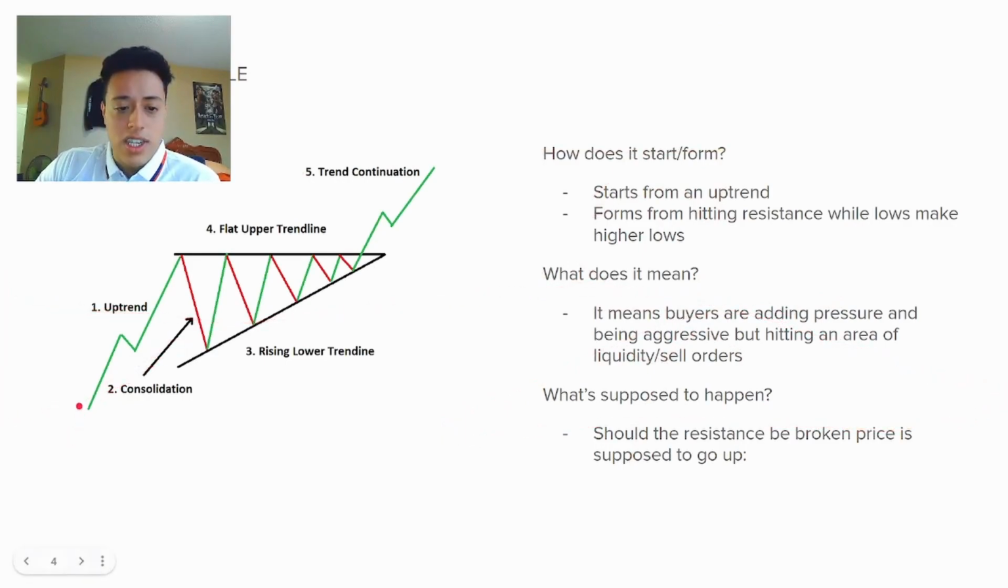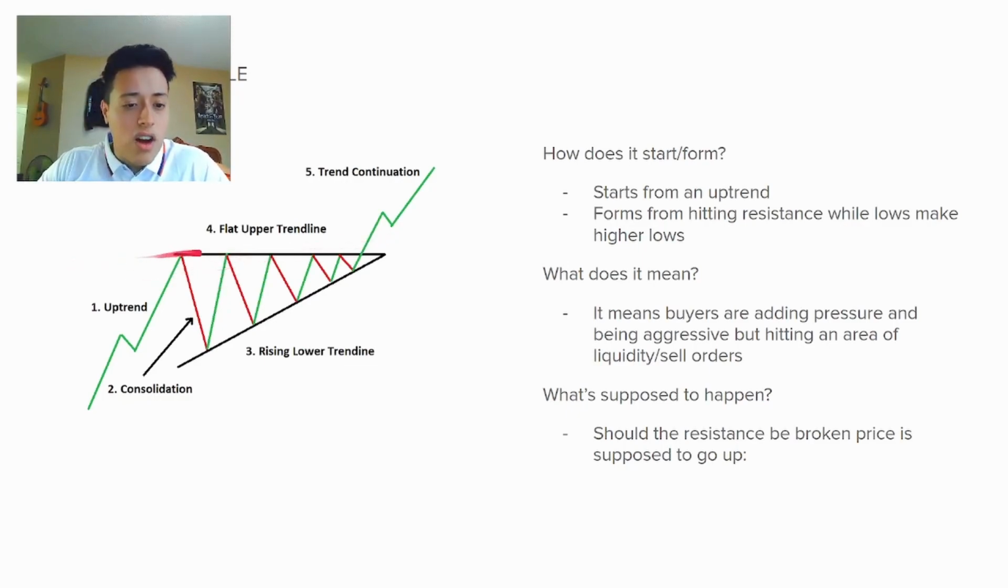So, an ascending triangle starts from an uptrend, and it forms by hitting this resistance line consecutively while having an ascending support line, right? So it essentially means that buyers are adding pressure and they're being more aggressive, but they're hitting an area of liquidity and sell orders.